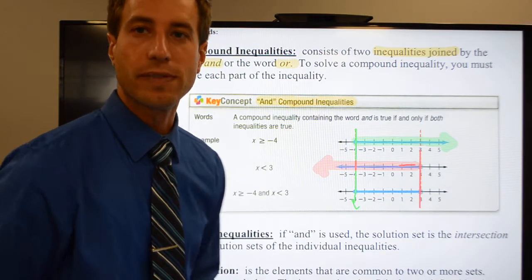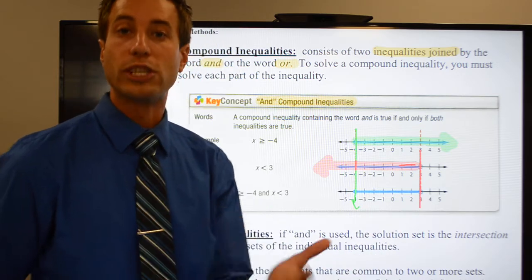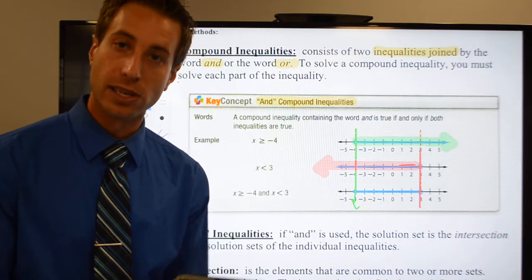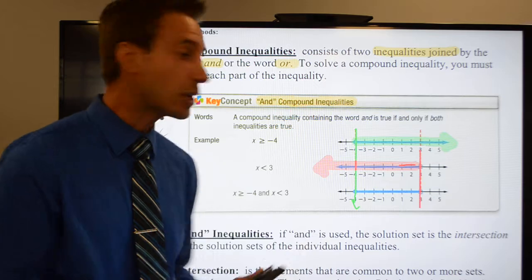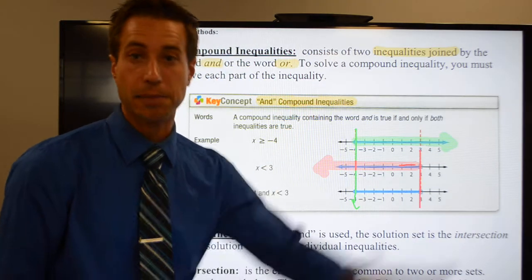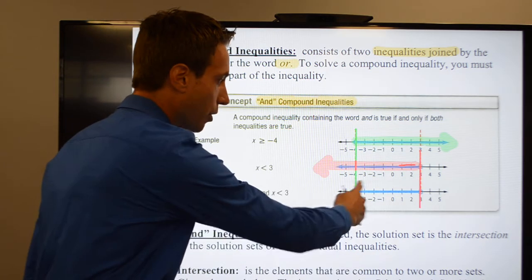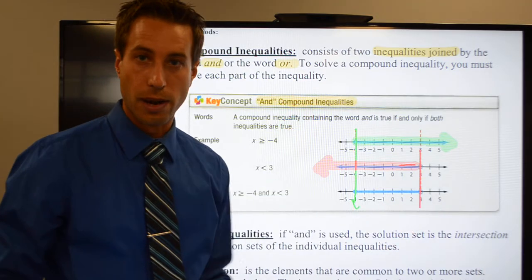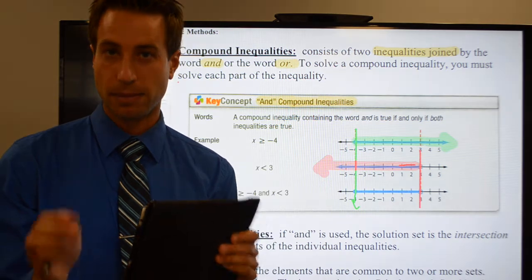And so now what we've come to is your final answer, your final graph, which shows all of the values that satisfy both conditions. Every number that is both greater than or equal to a -4 and at the same time is less than a +3, and those are the numbers that they have highlighted right here for you on the number line. You're satisfying both conditions at the same time.